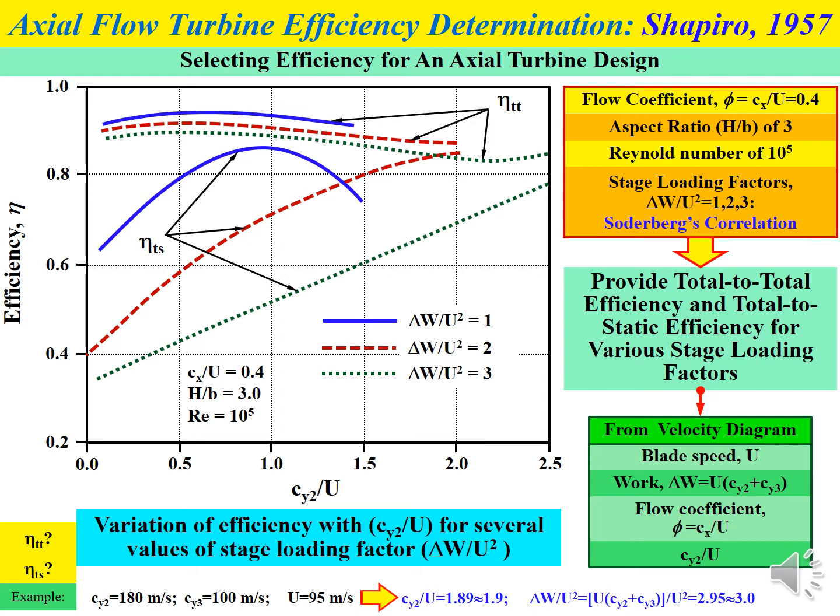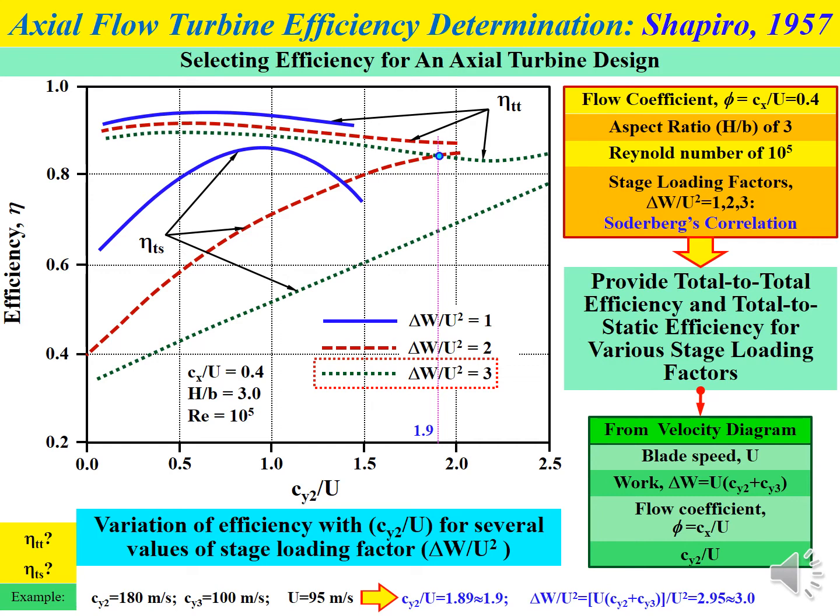Because we don't have the exact data for stage loading equal to 2.95, since the graph only has data for stage loading equal to 1, 2 and 3, we make an estimation that the value is more or less 3.0, so we can use the data for stage loading factor equal to 3, represented by the green dotted line. To determine the efficiencies, just draw a vertical line at 1.9, for CY2 divided by U equal to 1.9.